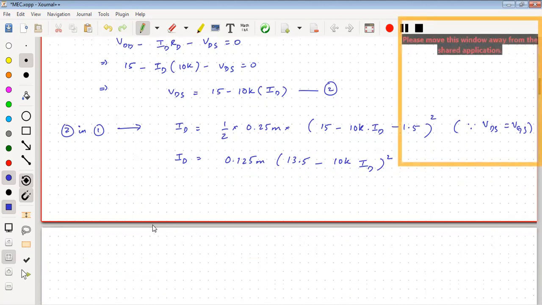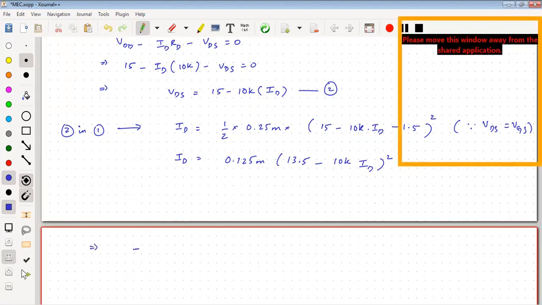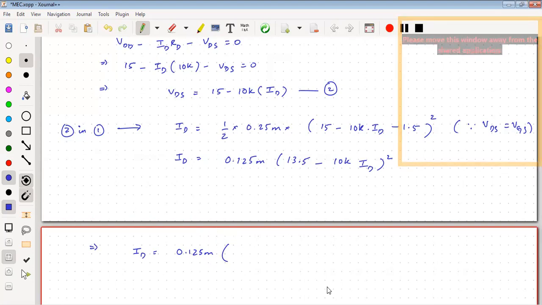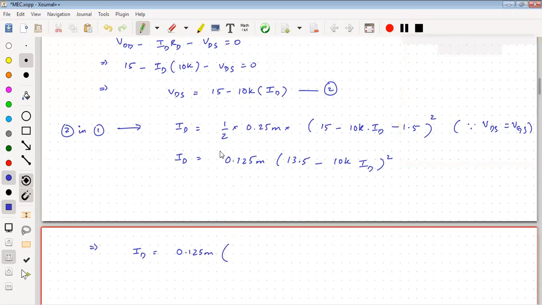Finally you write this as ID equal to 0.125 milli into, you can use your calculators here and tell me what is the ID value. 13.5 square.